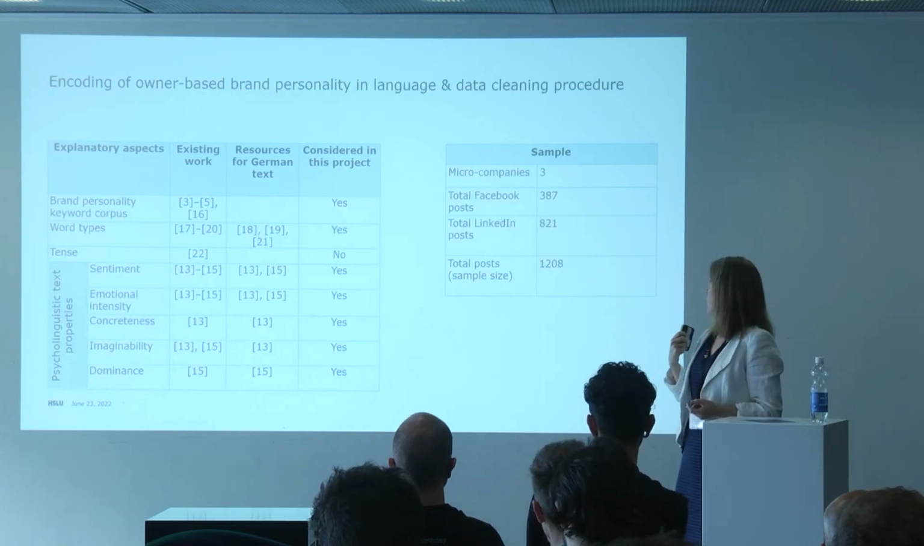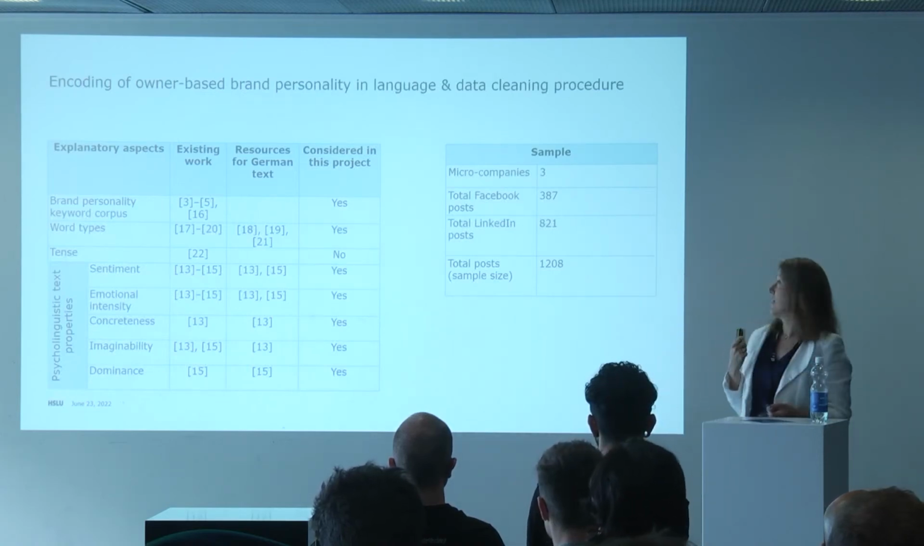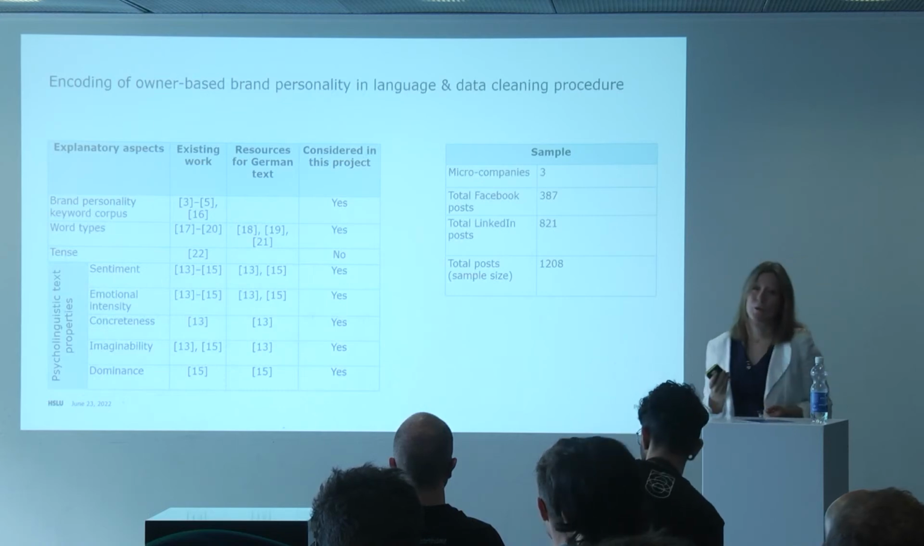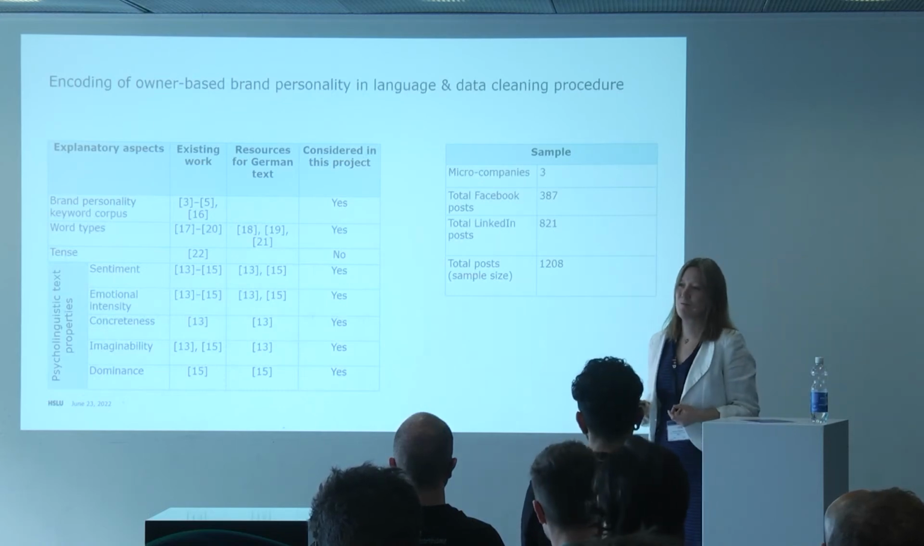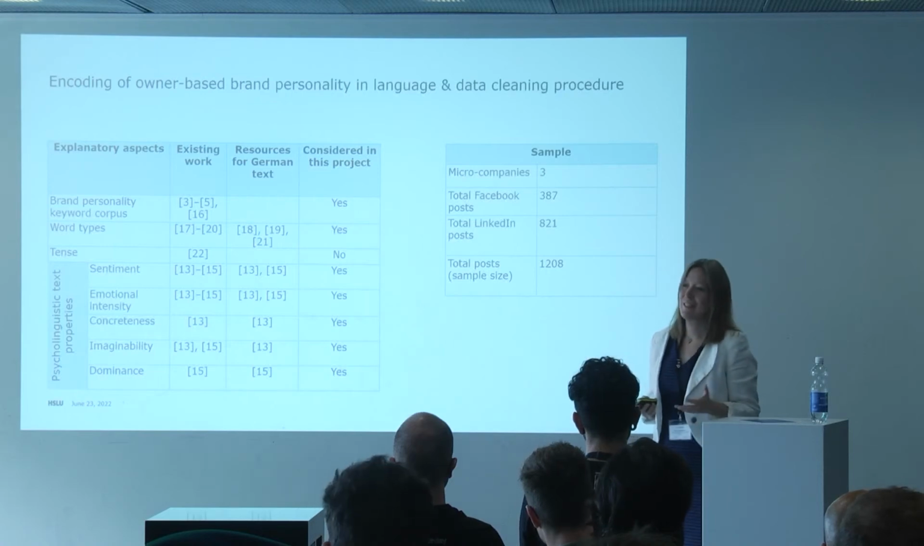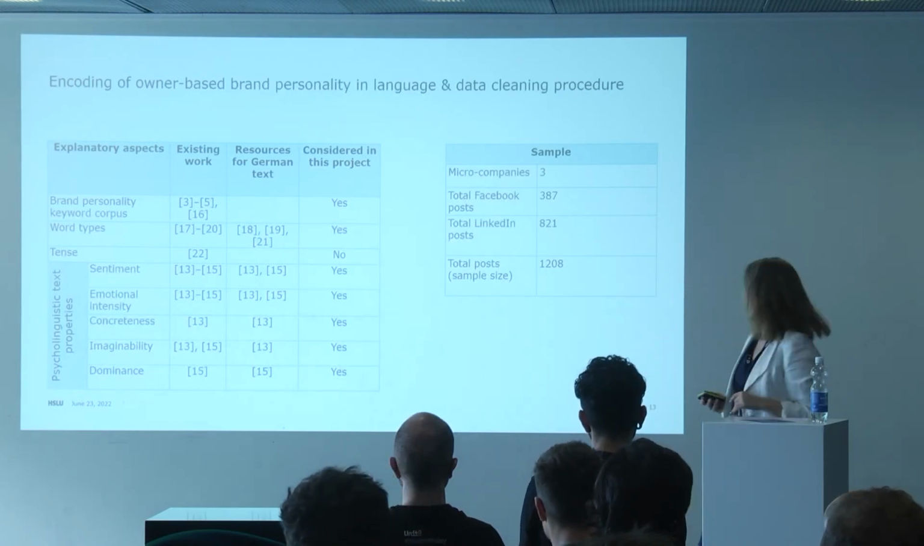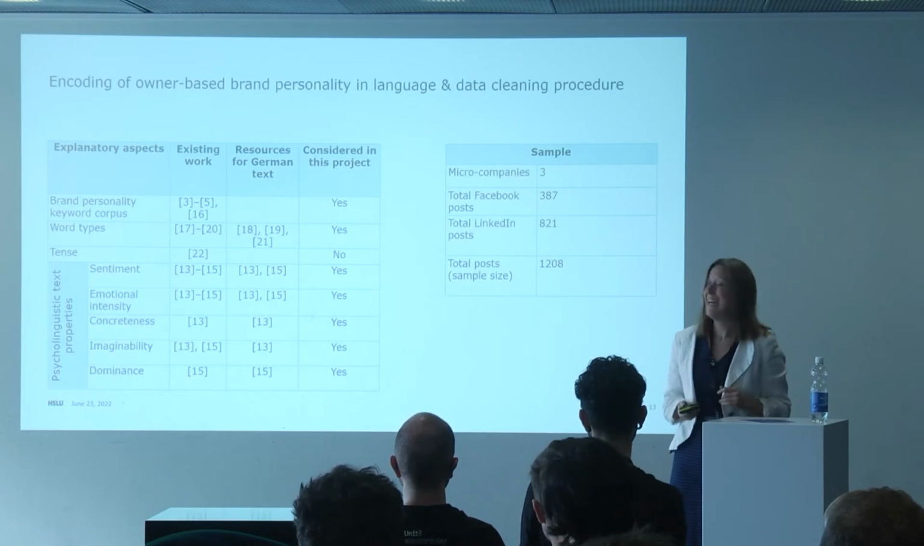So we've had 1,208 posts, out of which 387 are from Facebook and 821 from LinkedIn. So yes, the sample's not balanced, but we all know if you're working with secondary data, you never have ideal experimental conditions. Yes, thank you for nodding. Right.